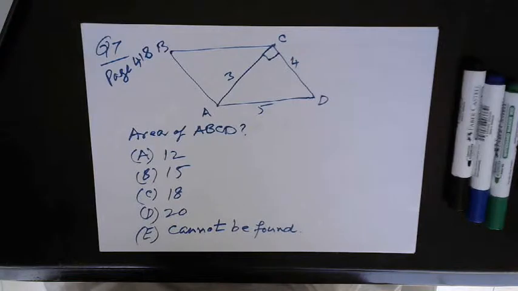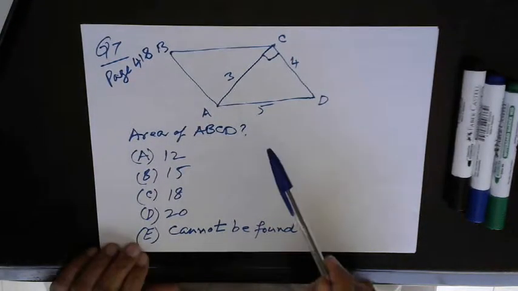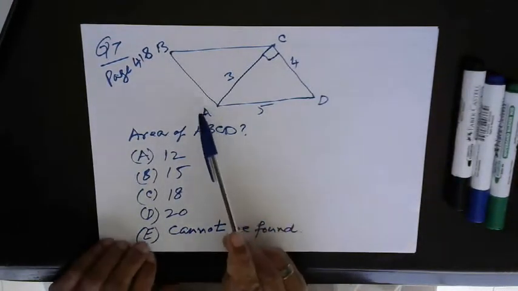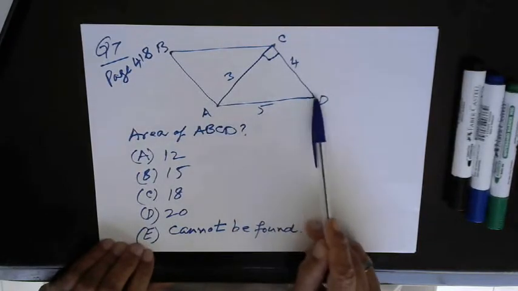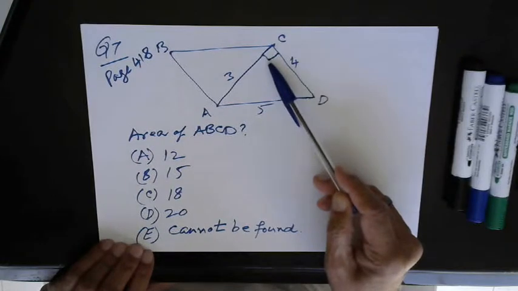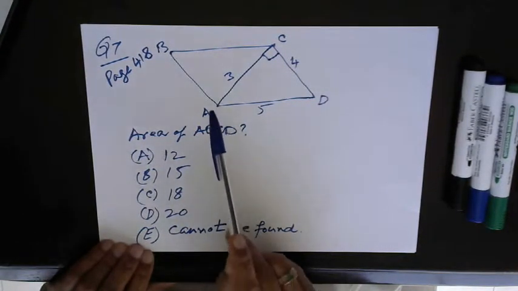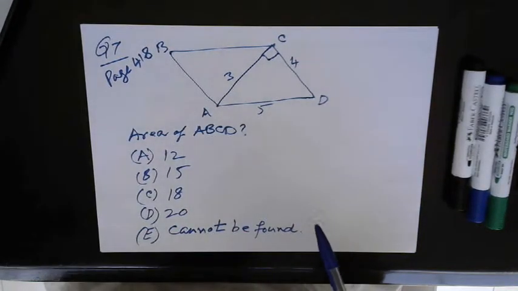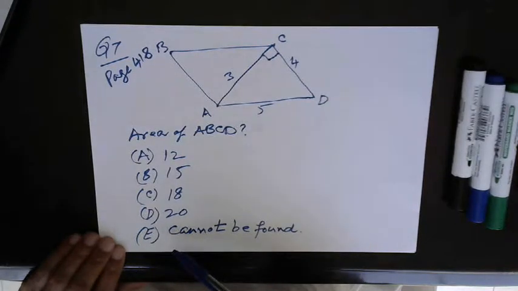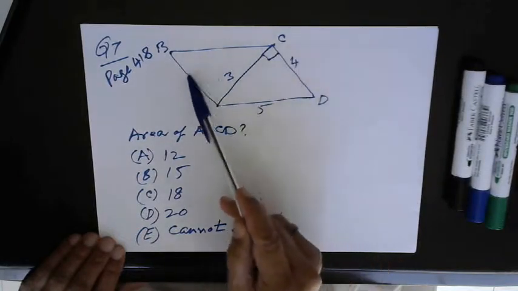Question number 7 is on page number 418. There a parallelogram ABCD is drawn. This side is 5, the diagonal is 3. This is a right angle. We are required to find the area of ABCD. The possible answers are 12, 15, 18, 20, and the answer cannot be found using the given information.